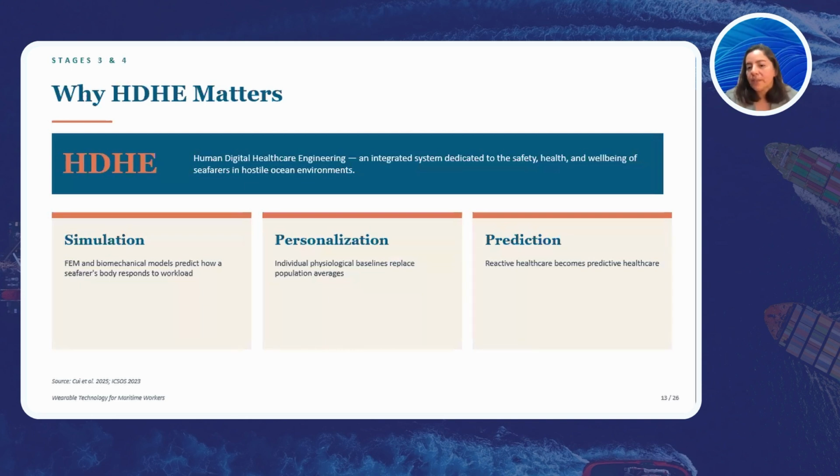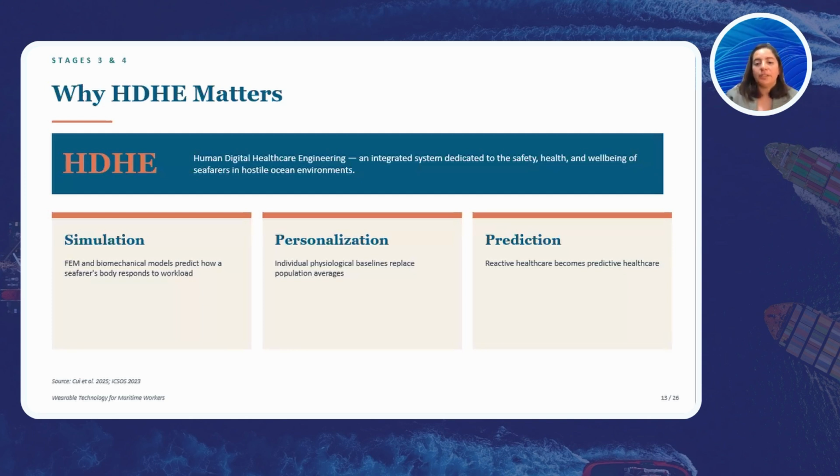This is different from just logging sensor data to a server. There are 3 capabilities that distinguish this. The first one is simulation. Using finite element methods and biomechanical models, you can predict how a specific seafarer's body will respond to a specific workload. This is not a population average. This is the simulation of the person. This is an important part.